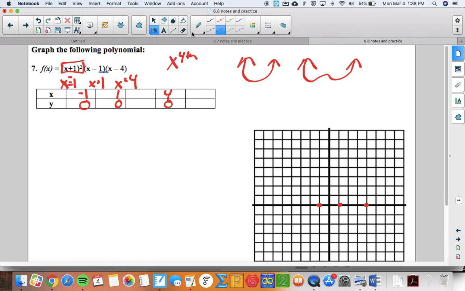But the end behavior will be up and to the left and up and to the right. So you can plot those 3 points, and then again, you're checking a point to the left of the first 0, point to the right of the first 0, in between these zeros, and to the right of the last 0. And then just give a nice smooth connection to all those points. Check it on Desmos.